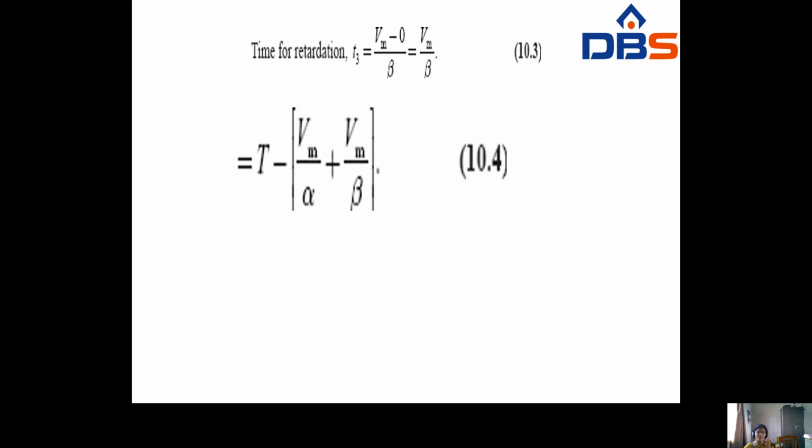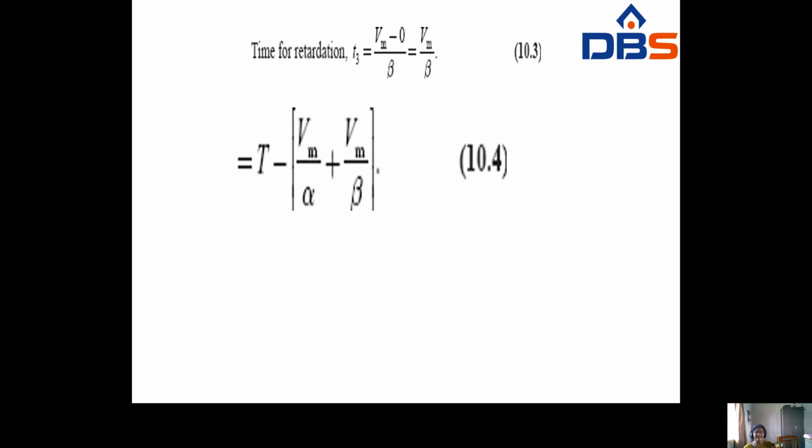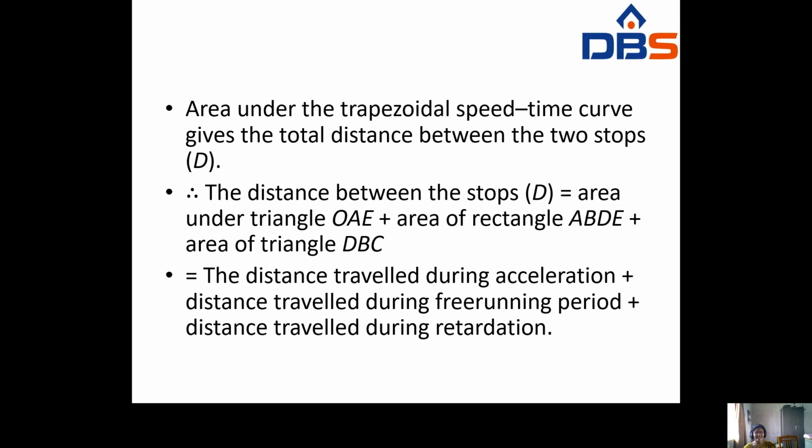See here, coming to the trapezoidal speed time curves. Okay, so this is the trapezoidal speed time curve. So what is the area you have to get under this trapezoidal curve? The total area is nothing but the distance travelled by the train. That is the total distance travelled by the train, which you have to assume previously as D. So here, the area under the trapezoidal speed time curve gives the total distance between the two stops, D.